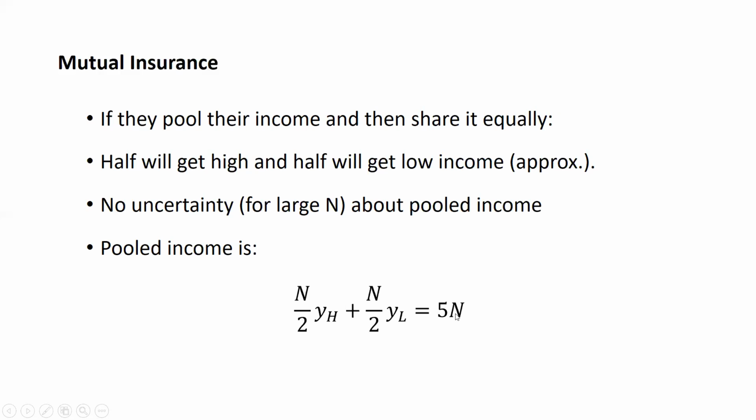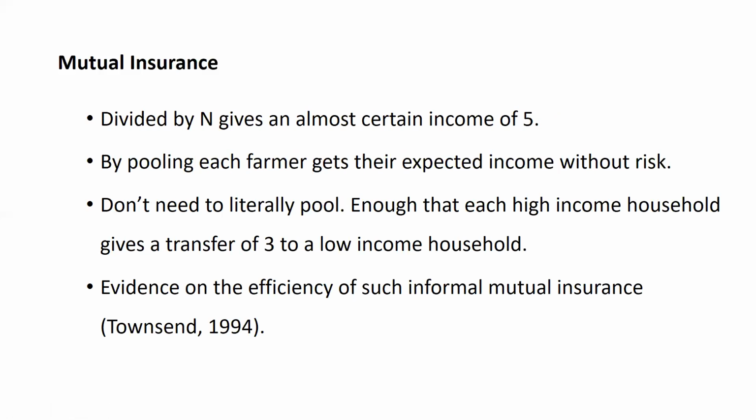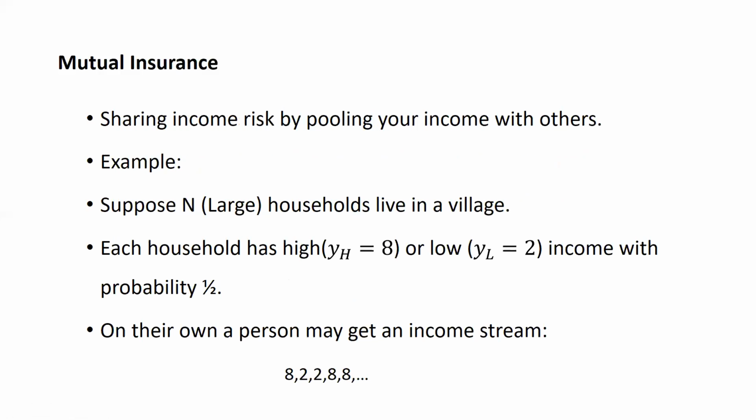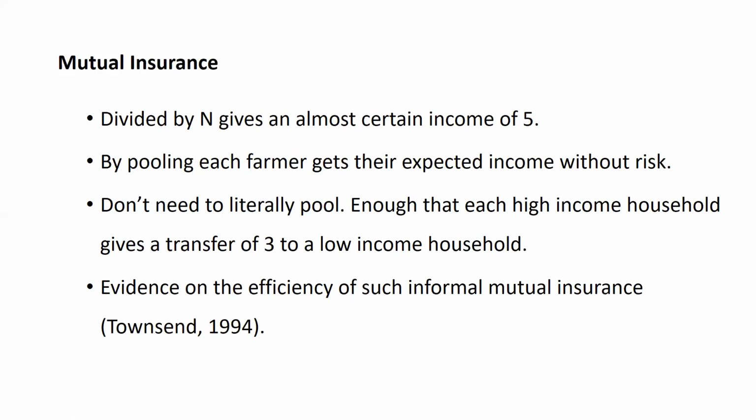And when you divide this equally among everybody, divide by n, it gives everybody a certain income of 5, which is, by the way, if you look at your expected income, that's exactly what your expected income is. With probability 1/2, you get 8. With probability 1/2, you get 2. So your expected income, on average, is 5. And so by pooling income, you can guarantee, as long as you have enough people in your pool, that everybody's going to get their expected income, and you eliminate completely the risk.